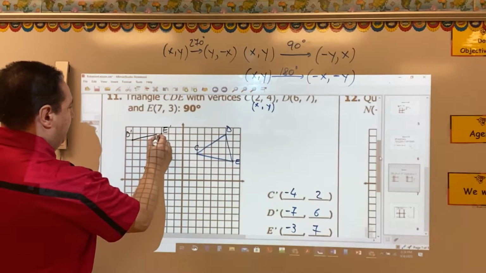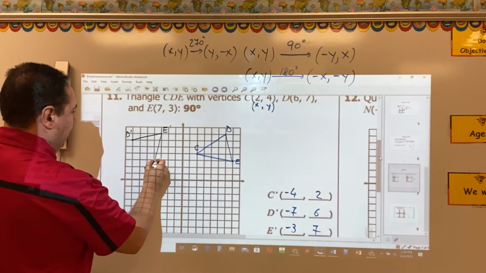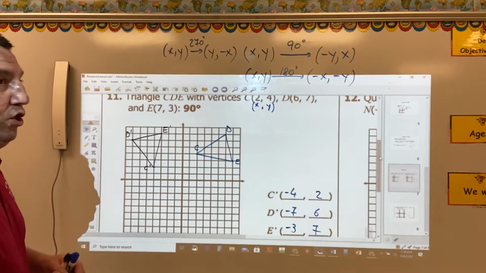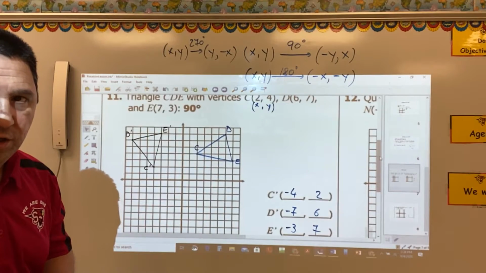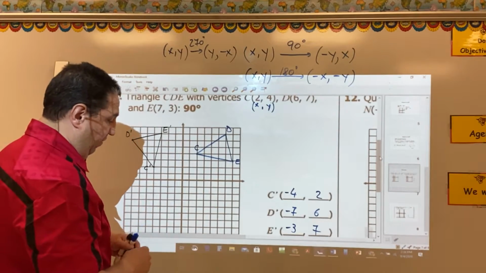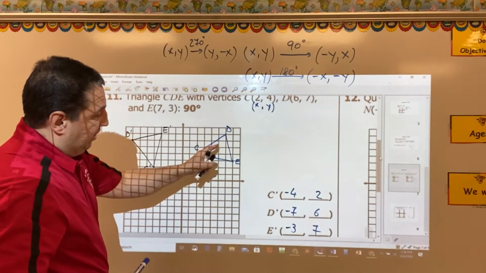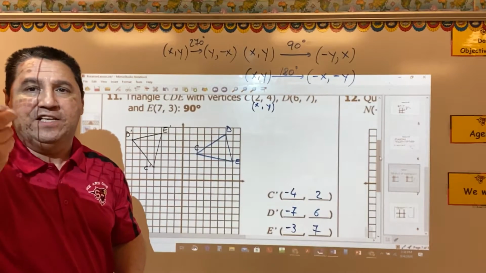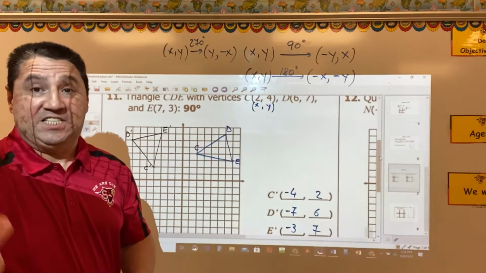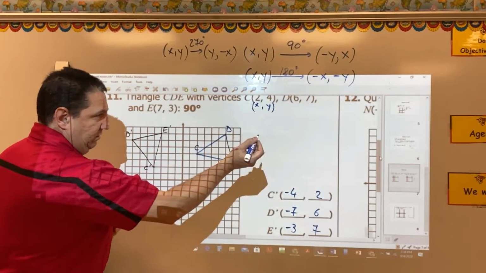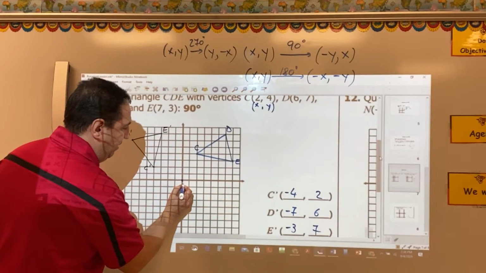If you connect them, you get the new triangle after a rotation of 90 degrees. As I said before, the rotation of this triangle is around a fixed point called the center of rotation. And the center of rotation in our lesson would be the origin, yeah?